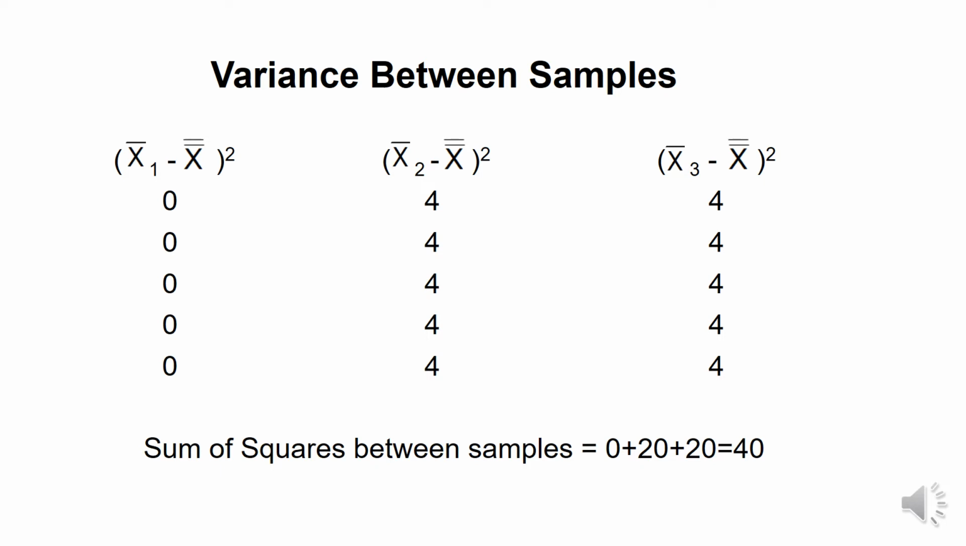Students, please note, in the first case, we'll calculate the difference between the mean for variable 1 with respect to the grand mean. The mean for variable 1 is 10 and the grand mean is again 10. So 10 minus 10 will become 0 and the square of 0 is 0. So for all the observations for variable 1, the value for the square of 0 will remain as 0.